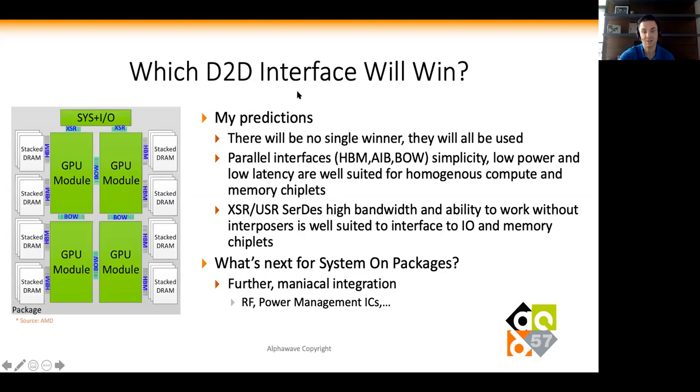So which D2D interface will win moving forward? Like any typical engineering endeavor, there is no one winner. I believe that each interface that I have covered will be used for a different type of application. I believe moving forward, bunch of wires works well for homogeneous compute, where you take a GPU, which is built up of multiple cores, and splice them into smaller chiplets to improve yield.